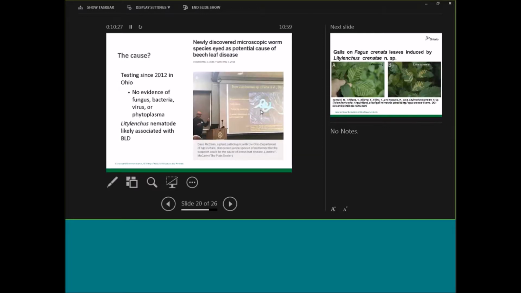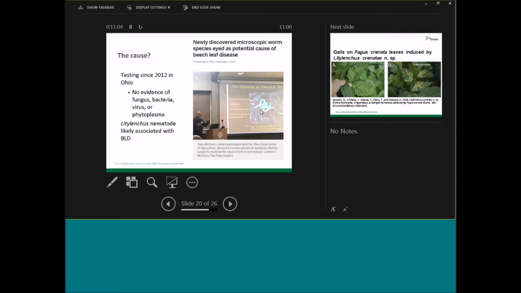All right. So since 2012, there's been a number of people trying to figure out what is the causal agent of beech leaf disease. They've looked for fungi, bacteria, viruses, phytoplasmas. They've used traditional techniques. They've used molecular techniques. This one was a real challenge. Finally, Dave McCann from Ohio Department of Agriculture was looking at a microscope and happened to see something squiggling and realized there were nematodes on these beech leaf samples that had been sent to him.